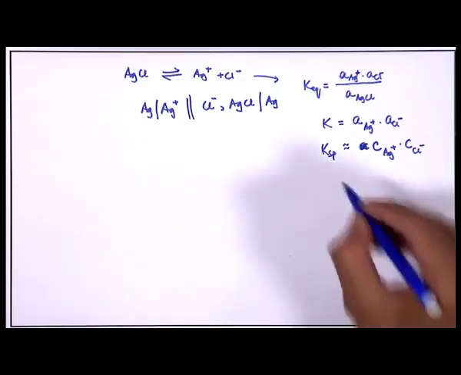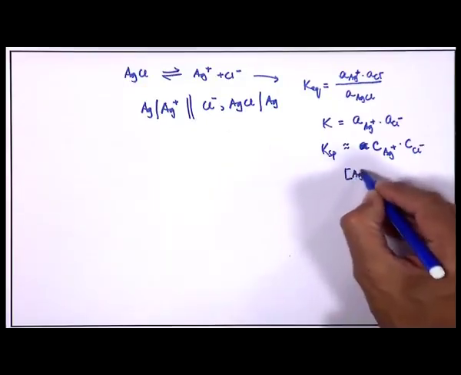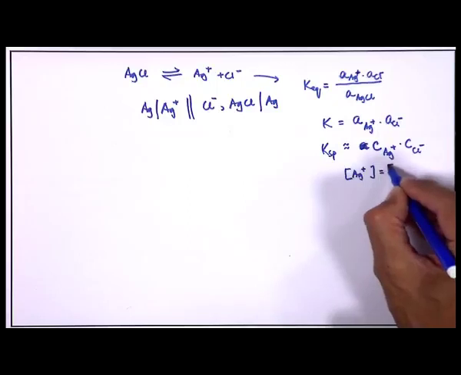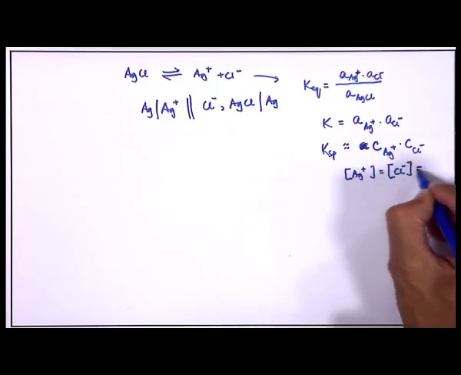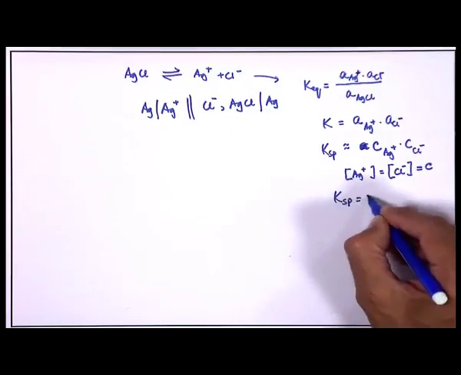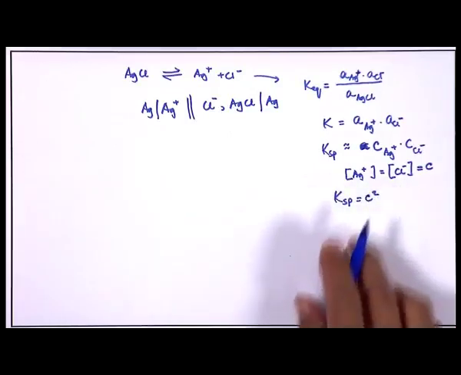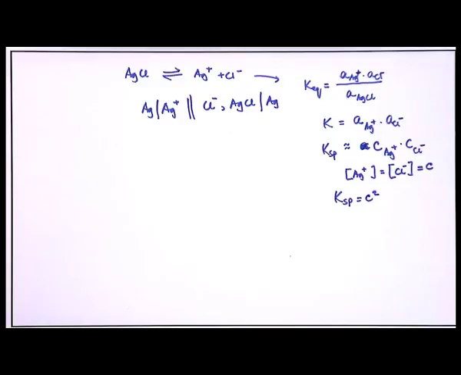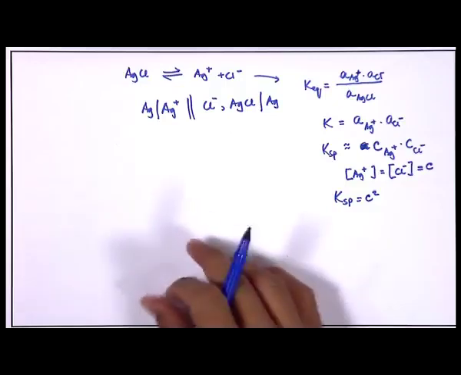Okay. So, basically the concentration of Ag+ is equal to the concentration of Cl- is equal to C. Therefore, Ksp is equal to C squared. So, if we can find out this value of C, then we should be able to find out the value of Ksp. Therefore, let us turn our attention to the cell.